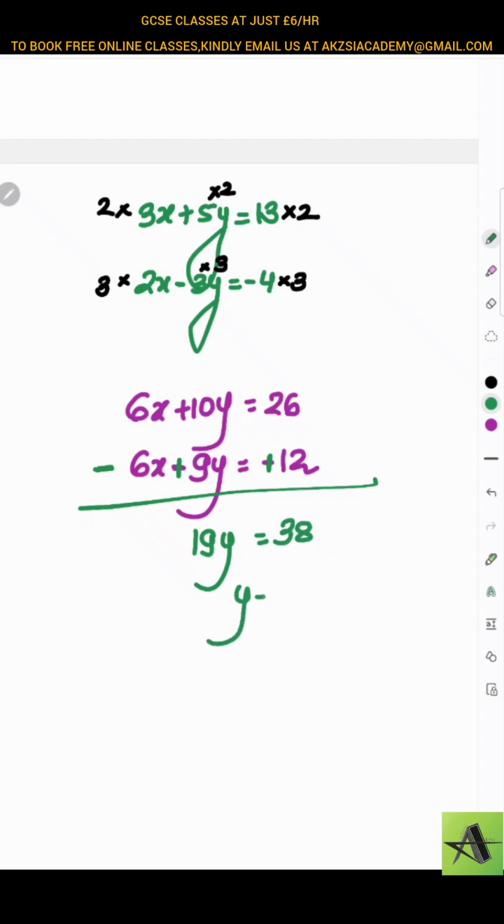So y is 2. Now same process: substitute this value of y in either of the equations to get the answer.